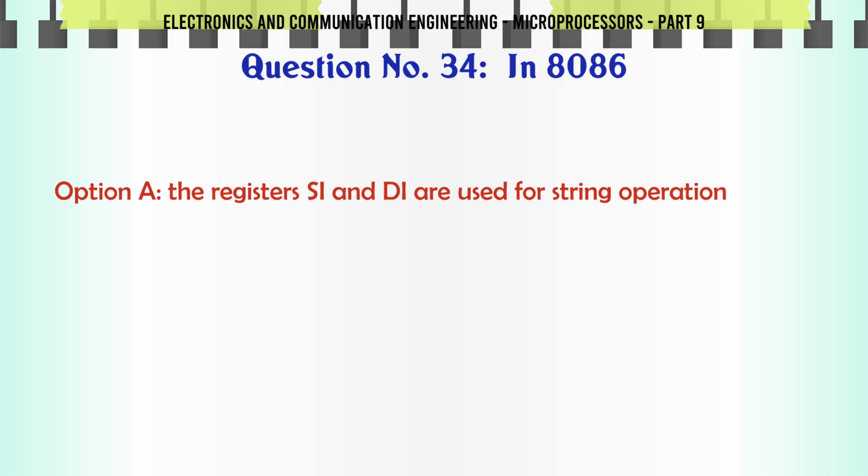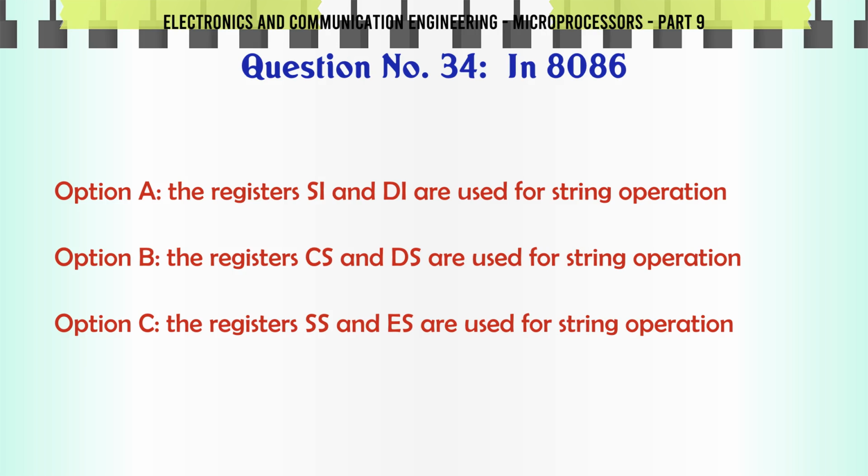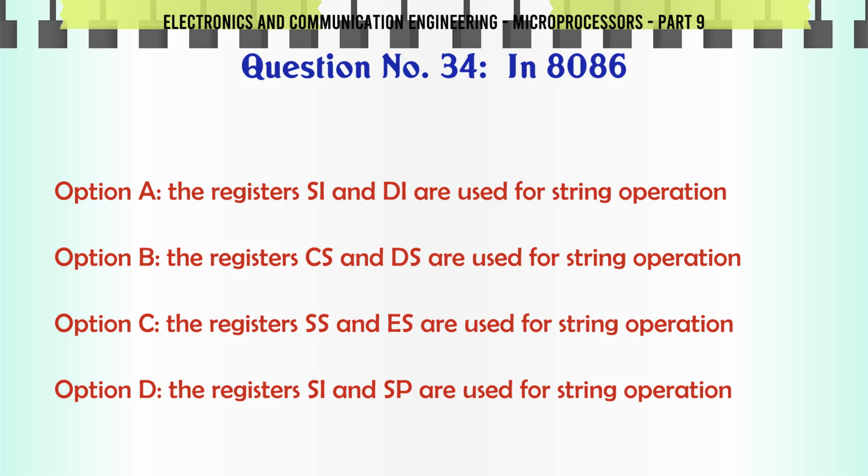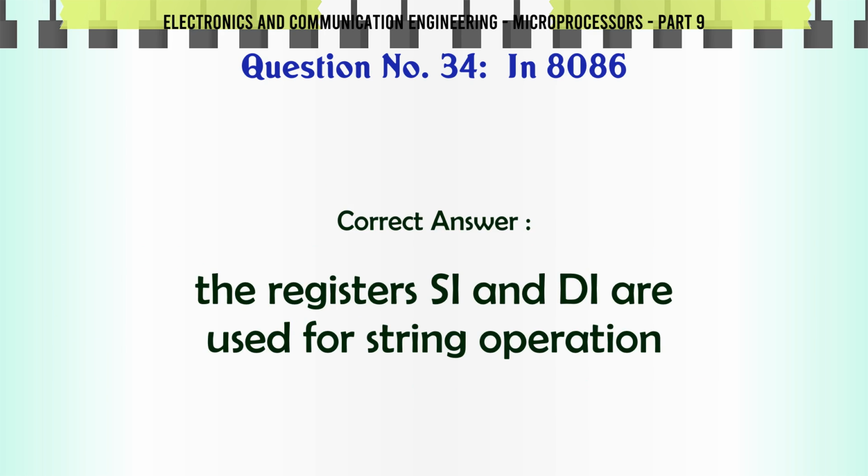In 8086, A. the registers C and D are used for string operation. B. The registers CS and DS are used for string operation. C. The registers SS and ES are used for string operation. D. The registers SI and SP are used for string operation. The correct answer is the registers SI and DI are used for string operation.